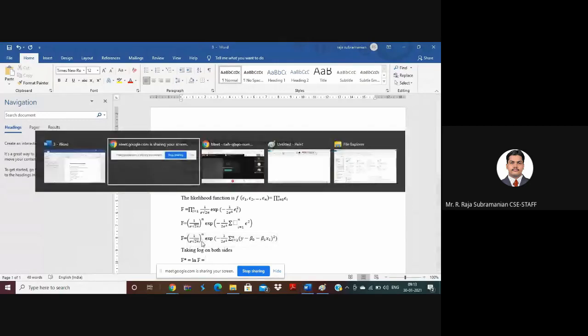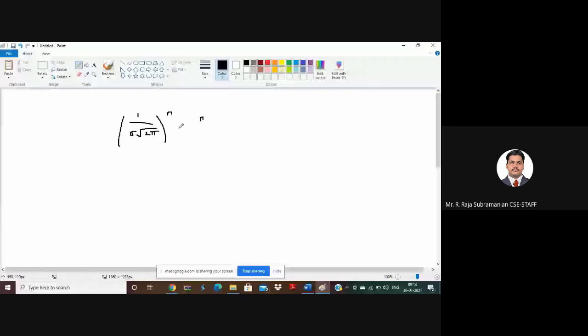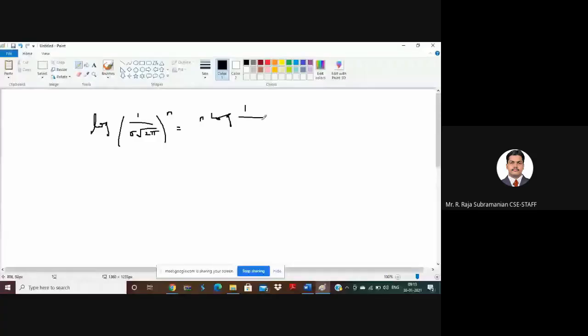This is the term I get. I get 1 by sigma root 2 pi, the whole power n. So what I will do, I'll take this n common. If I take log of this, I take the n common and write it as log of the same 1 by sigma root 2 pi. Instead of writing it as sigma root 2 pi, I write it as the whole root of 2 pi sigma square. I write like this, right?